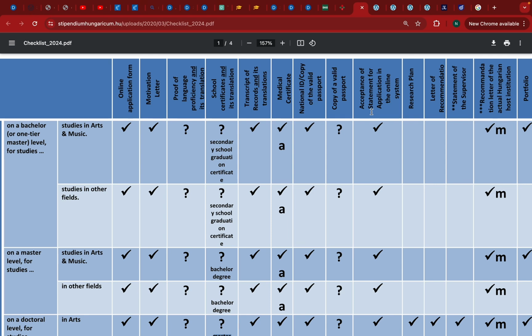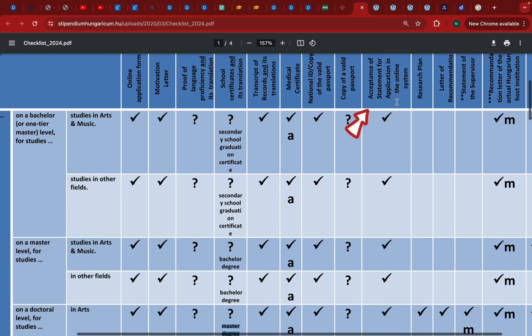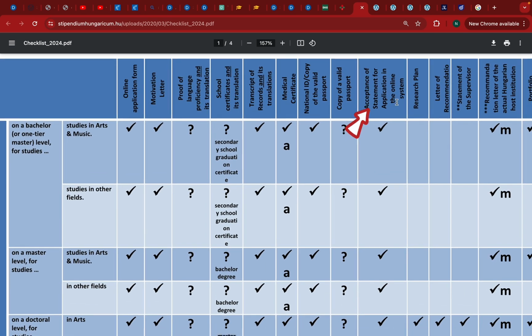Now, the next row talks about acceptance of statements for application in the online system. So when you are doing your application, there will be a document where you have to click on agree or accept. So by accepting, automatically this document goes into the online application system. So basically, it's not a document where you print and then you scan or sign and then upload. No. So for all levels of study, that is bachelor's, master's, doctoral level, you have to agree to this, or you have to click on this section during your application.